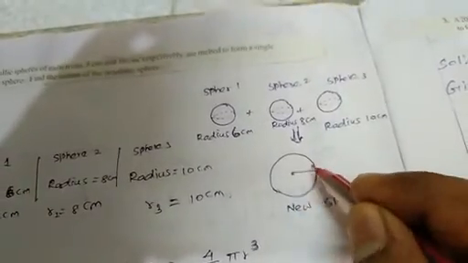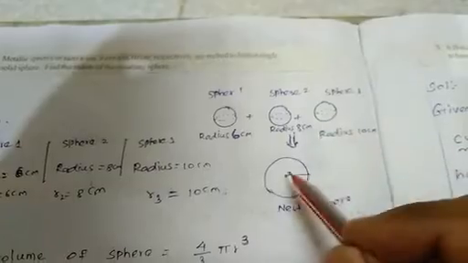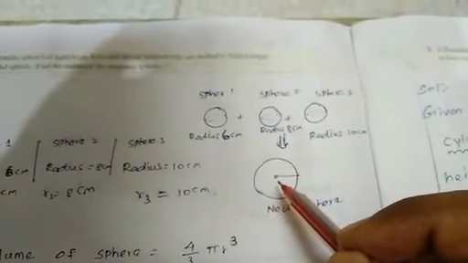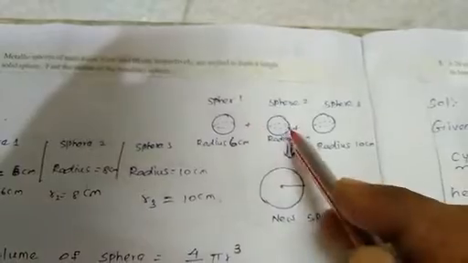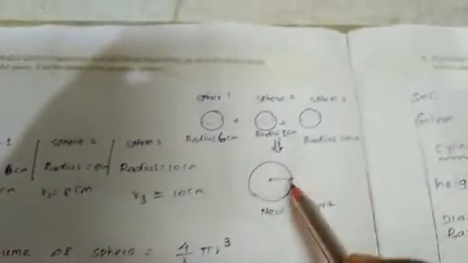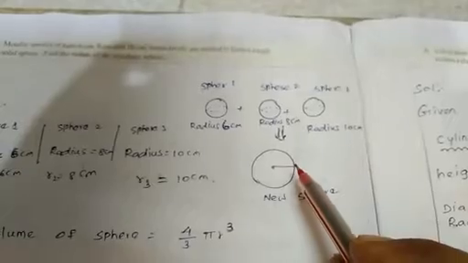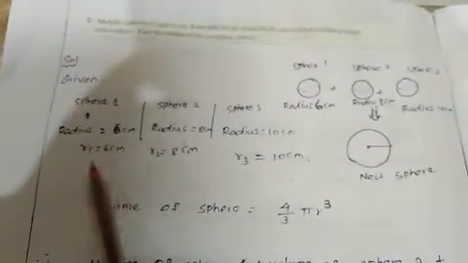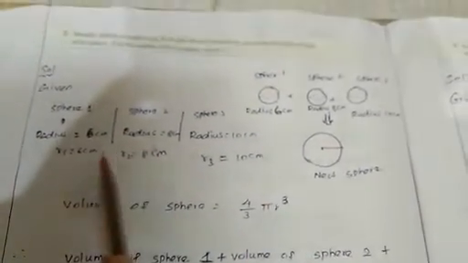So we are not going to find that volume, but the three volumes are equivalent to the volume of the new sphere. So we are going to equate the sum of the volumes of sphere 1, sphere 2, sphere 3 with the new sphere's volume. Using this we are going to find the unknown value r of the new sphere. So sphere 1 radius 6 cm, so r1 is 6 cm. We need to show the difference. That's r1, r2, r3: r1 is 6 cm, r2 is 8 cm, r3 is 10 cm.